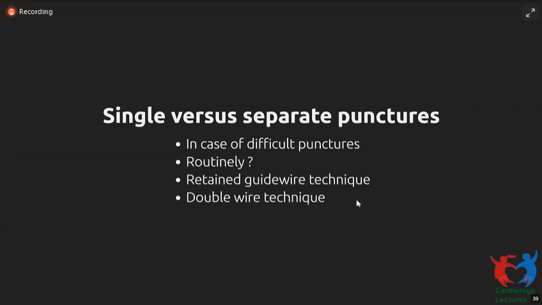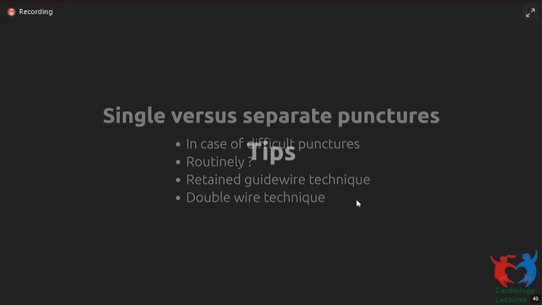We avoid this on a routine basis because I think it leads to a larger hole. We prefer two smaller holes instead of one larger hole. But in case of difficult punctures, just know that this is a technique that you can fall back on.